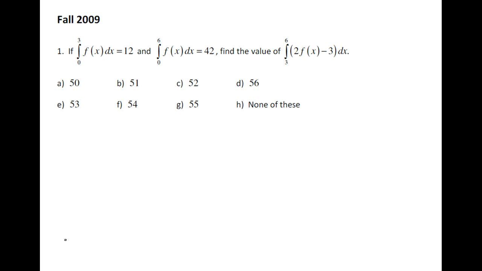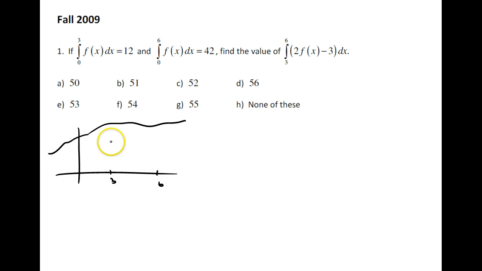Okay, it says the following. If you know that the area under the curve f of x from 0 to 3 is 12, that's how you translate that, and the area under the curve from 0 to 6 is 42. So you have some function or whatever, and the area under the curve from 0 to 3 is 12. The total area under the curve from 0 to 6 is 42. Okay, then answer the question. What must be the area from 3 to 6?